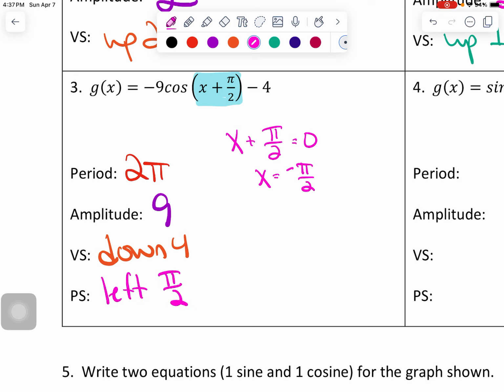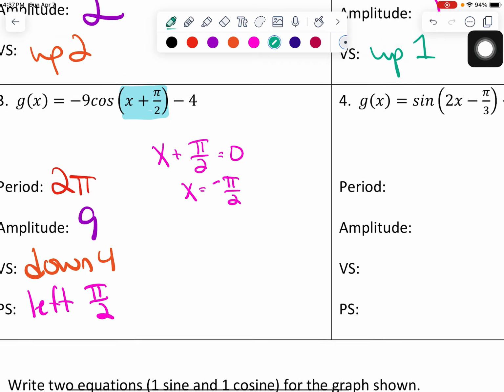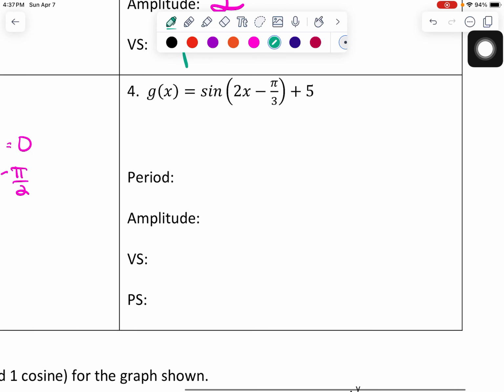Now you don't have to worry how many spaces that is. That's not important in terms of actually identifying what the phase shift is. The number of spaces will be important when we have to graph it. So number 3 is done. Number 4. Same type of problem. We've got an equation here. Period, amplitude, vertical shift, phase shift.